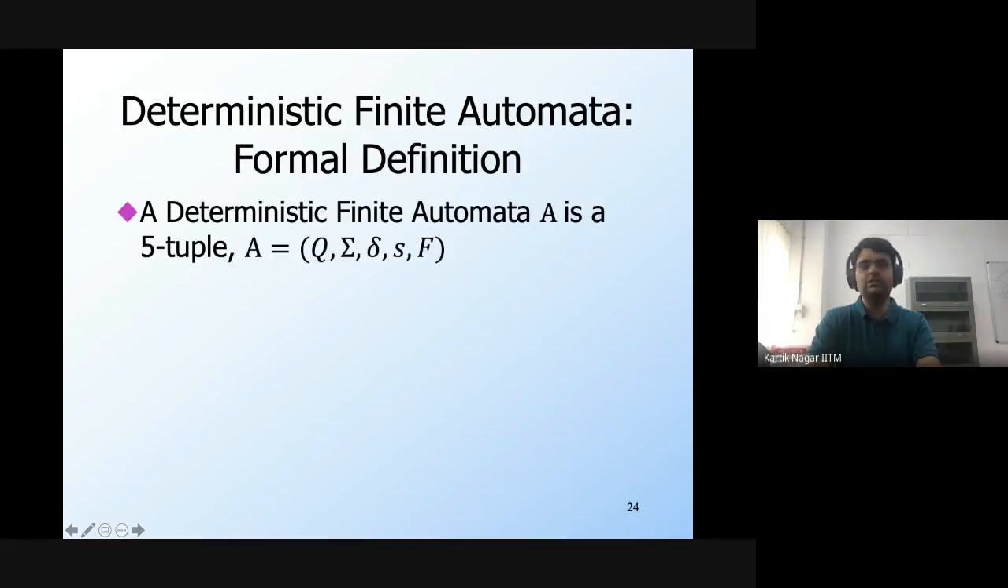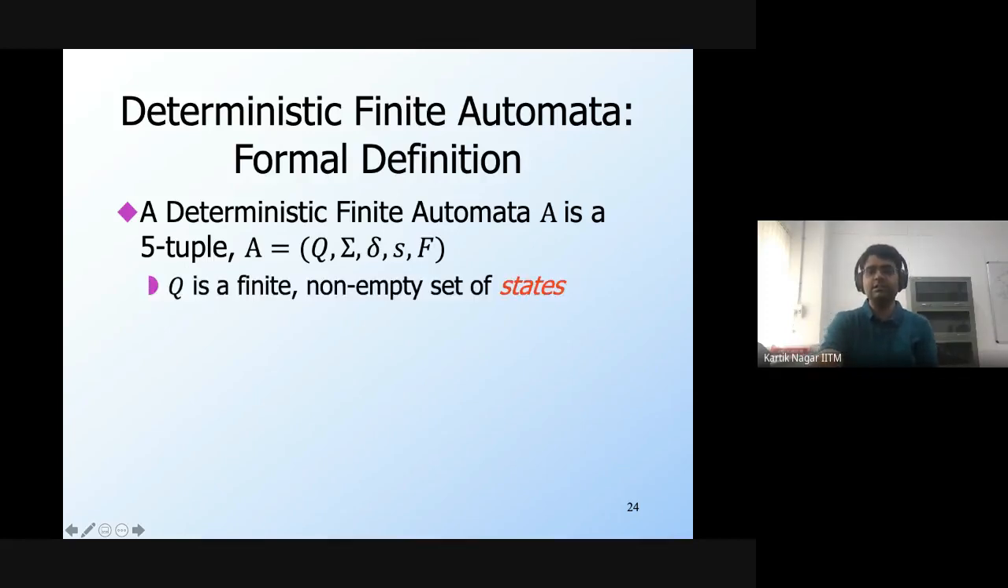Okay, so this DFA is given by a 5-tuple Q, sigma, delta, S and F, right? And this Q is a finite non-empty set of states.